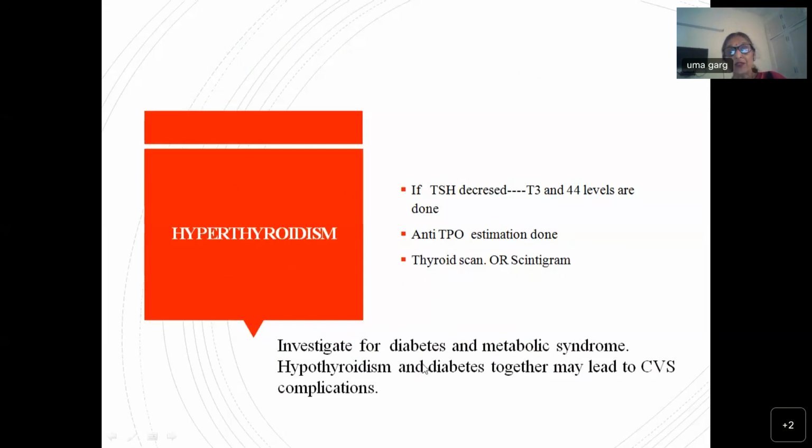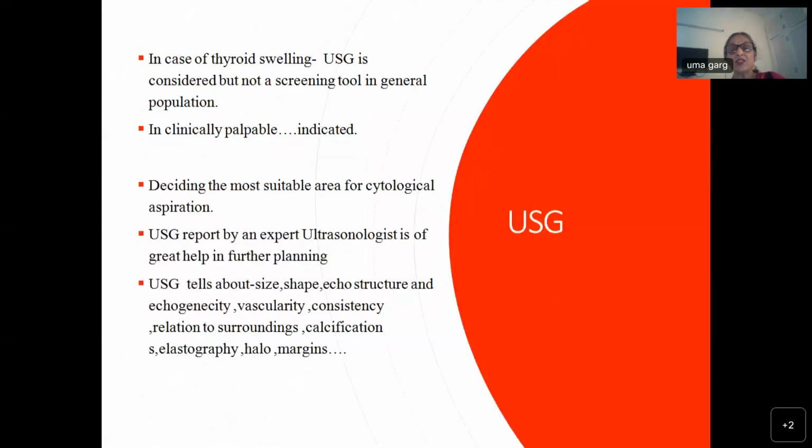A special point about hypothyroidism: in those cases, we have to investigate the patient for diabetes mellitus and features of metabolic syndrome, because hypothyroidism and diabetes together may lead to various CVS complications. So after doing thyroid hormones and having an idea about that, the patient may be hypo, hyper, or euthyroid, then an important investigation is ultrasonography.